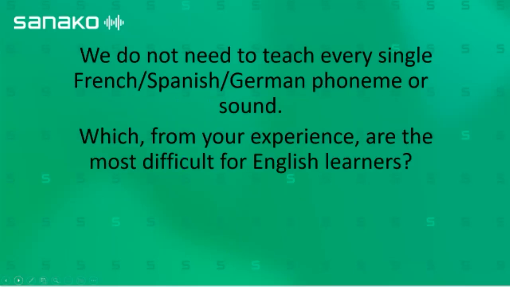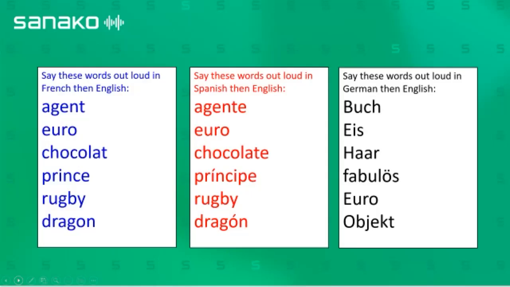We don't need to teach every single French, Spanish or German phoneme. Let's have a think about which, from your experience, are the most difficult for English learners. A good way to do this, and this is a nice activity to do with your older learners, is to focus on the differences, particularly with cognates. Students often mispronounce cognates or neocognates because they recognise the word and it's similar to English, and they might pronounce it with English pronunciation, forgetting all their carefully learned rules of pronunciation.